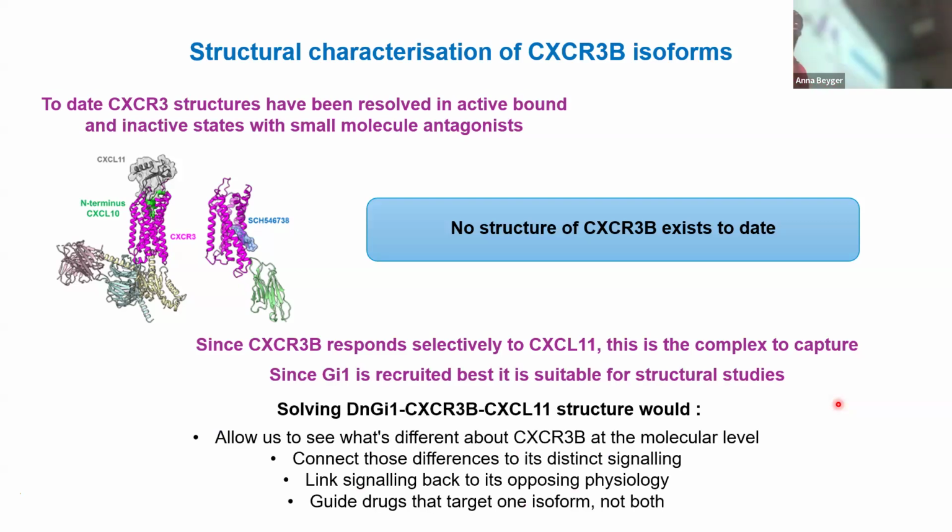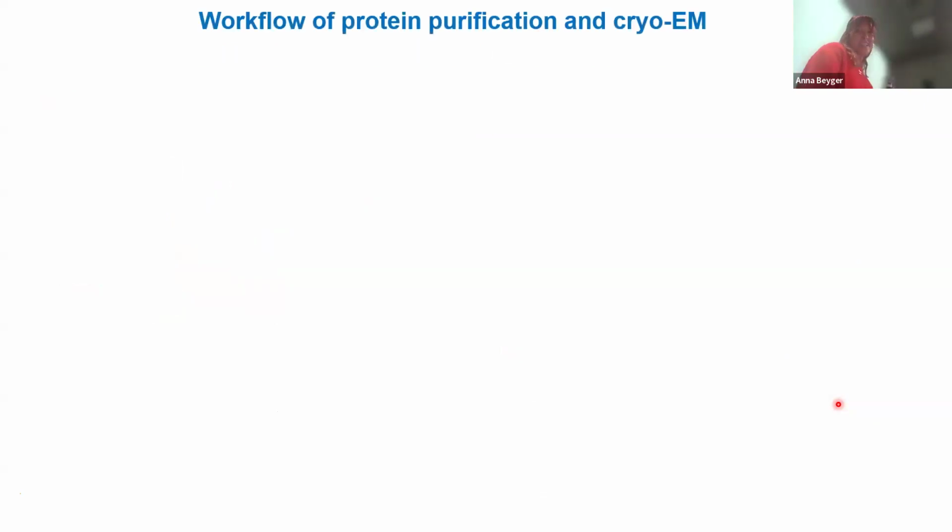So we hope that solving this DNGi1 CXCR3B CXCL11 structure would allow us to see what's different about CXCR3B at the molecular level and hopefully connect those differences to distinct signaling, and also map why that is happening and what the correlation is to the opposing physiology, with the ultimate goal to guide drugs that target only one isoform and not both.